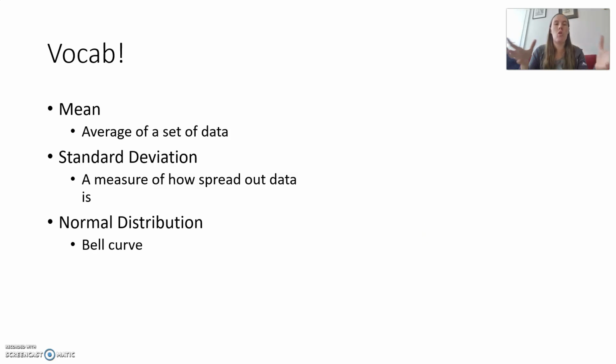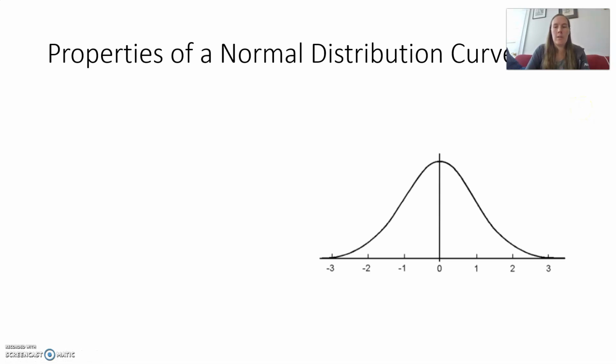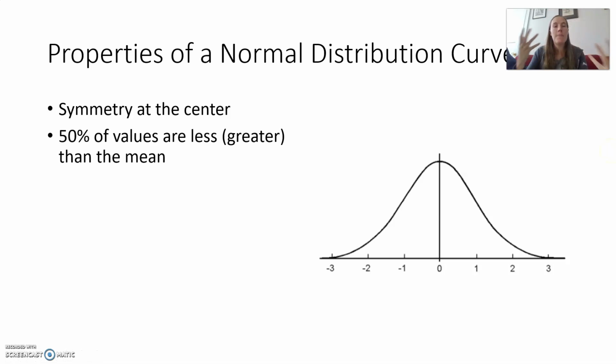And the last thing is normal distribution, which is a bell curve that looks like this. So this is our normal distribution curve. We're going to be talking about the properties of a normal distribution curve. The first thing is it has symmetry at its center. Notice how there is this line in the center. That means if I was to fold it at that line, one half would be the exact same as the other. Which means that 50% of the values are less than that line and 50% are more.